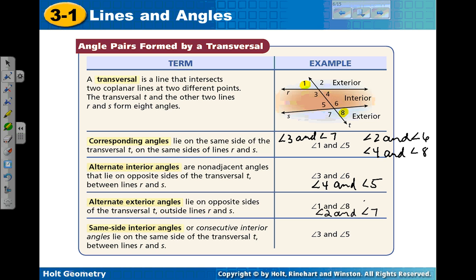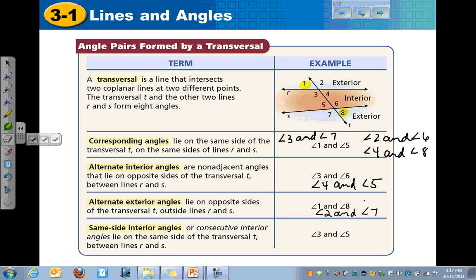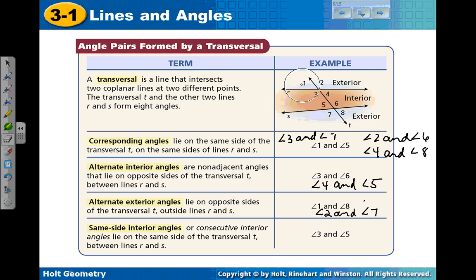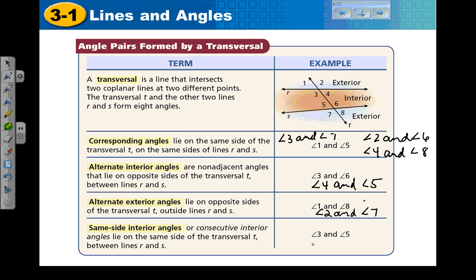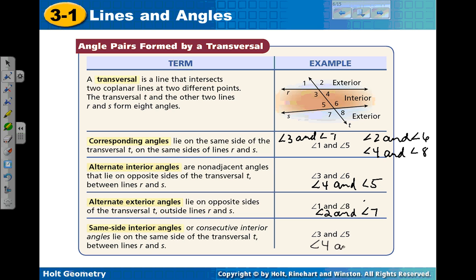And then we have our same side interior angles. Another name that you might hear them called is consecutive interior angles. Same side interior angles or consecutive interior angles. They lie on the same side of the transversal and inside the lines R and S, in the interior. So we have angle 3 and angle 4, and you betcha the other pair of those is angle 4 and angle 6.